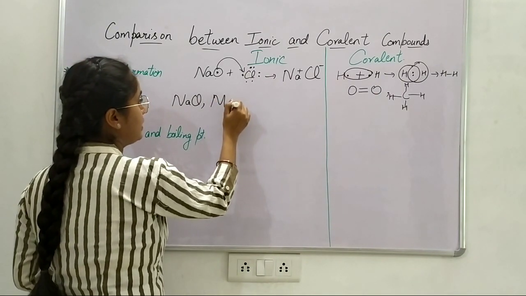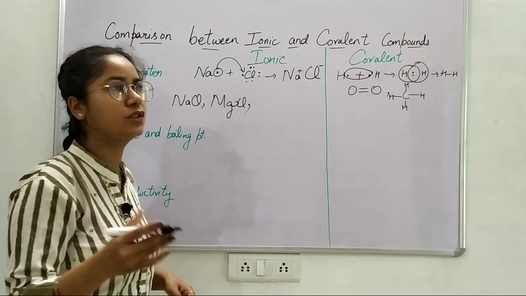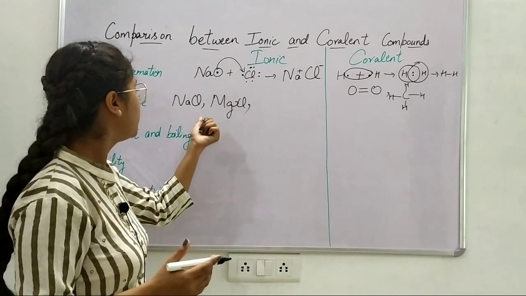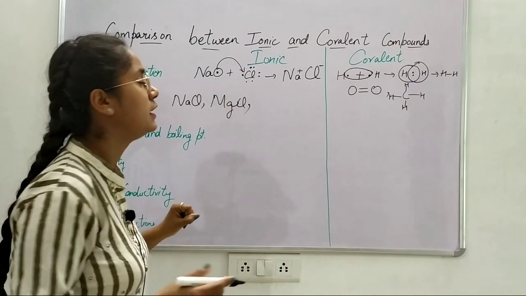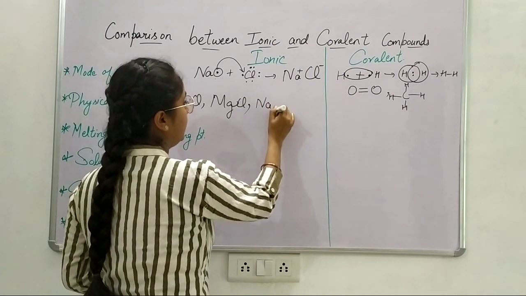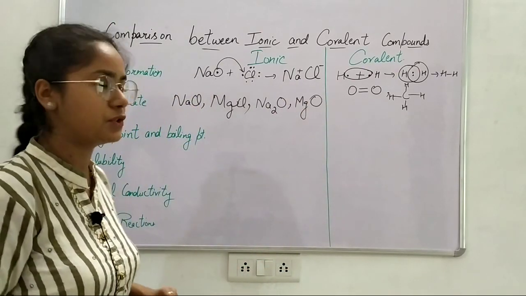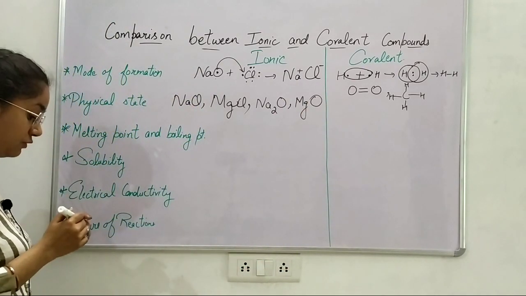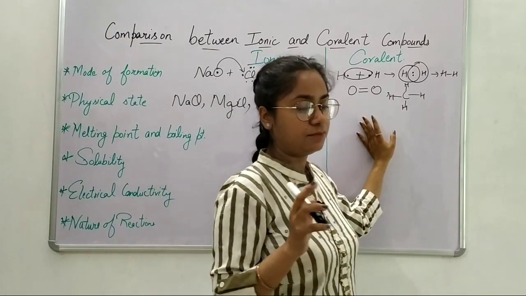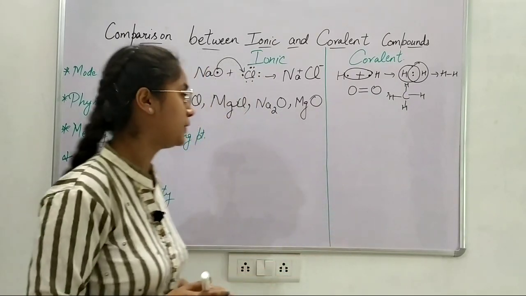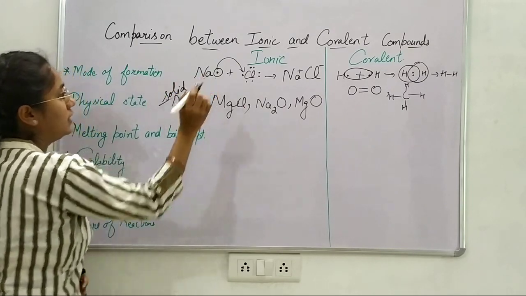Magnesium chloride is solid in state. You can take as many examples: sodium chloride, magnesium chloride, sodium oxide, magnesium oxide, as many examples of ionic compounds as you like. But in the case of covalent compounds, there is no proper state. All the ionic compounds are solid in state.